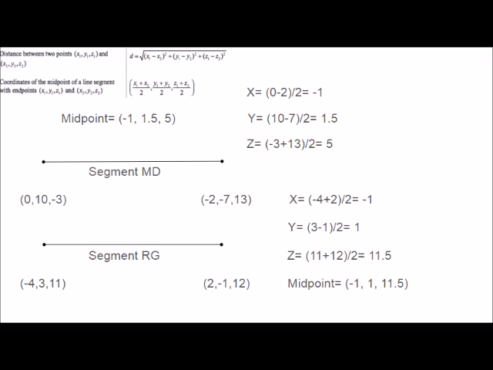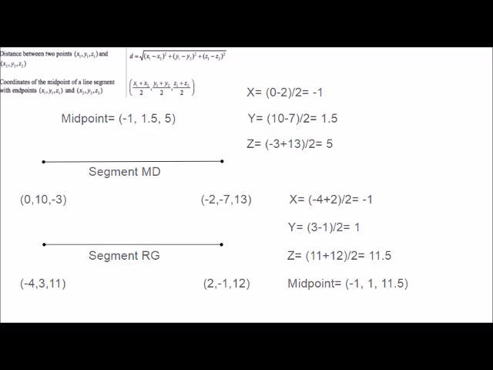So first we'll find the midpoint of segment MD. So with X, we have coordinates of M at 0 and D at -2. So following the formula, we take 0 minus 2 and we divide it by 2 and get -1 for the X coordinate. Now we do the same thing for the Y coordinate. We do 10 minus 7 divided by 2, and that equals 1.5. So now the y coordinate is 1.5.